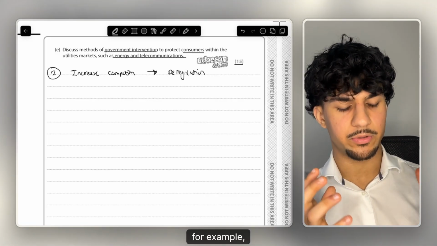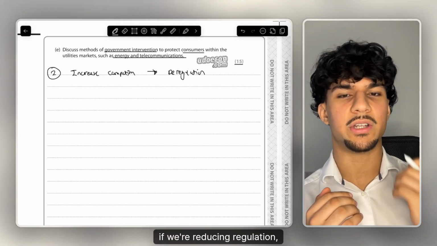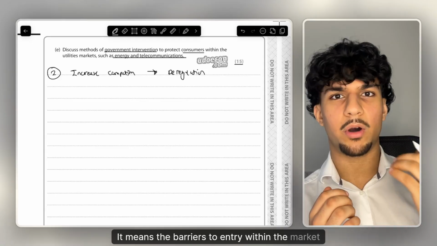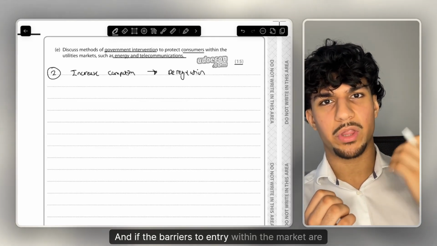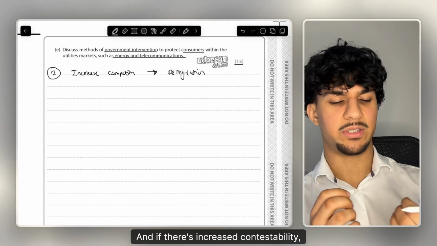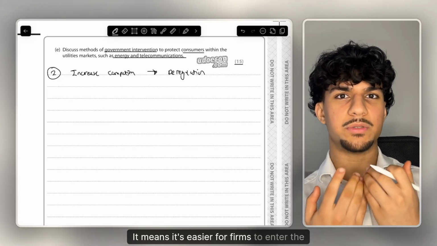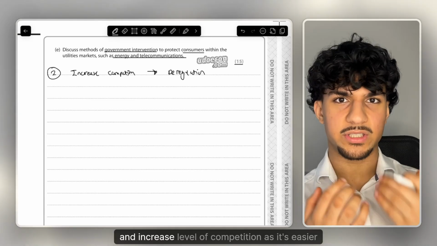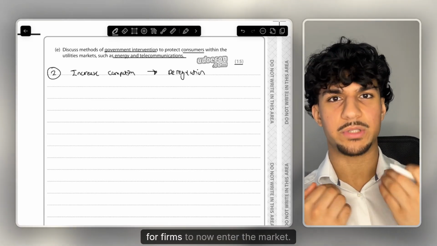How does deregulation increase competition within the market? Deregulation, for example, if we're reducing regulation, this links entirely to barriers to entry. It means the barriers to entry within the market are lower, and if the barriers to entry within the market are lower, this means there's increased contestability, and if there's increased contestability, what does that mean? It means it's easier for firms to enter the market, thus this should and this will lead to an increased level of competition, as it's easier for firms to now enter the market.